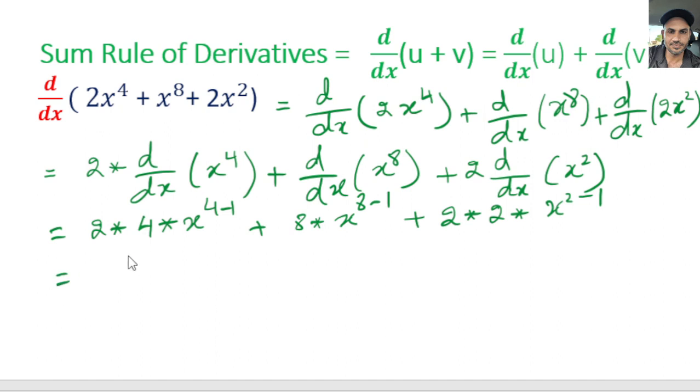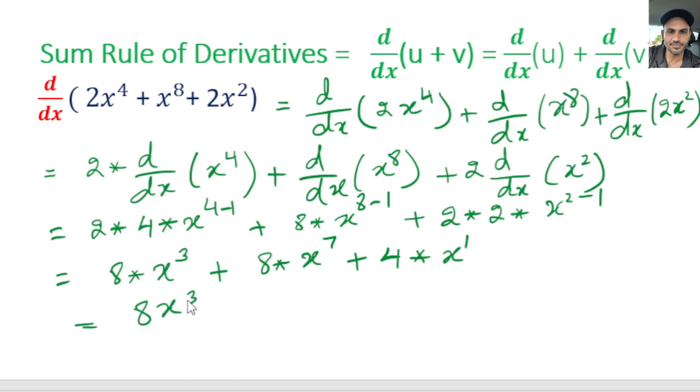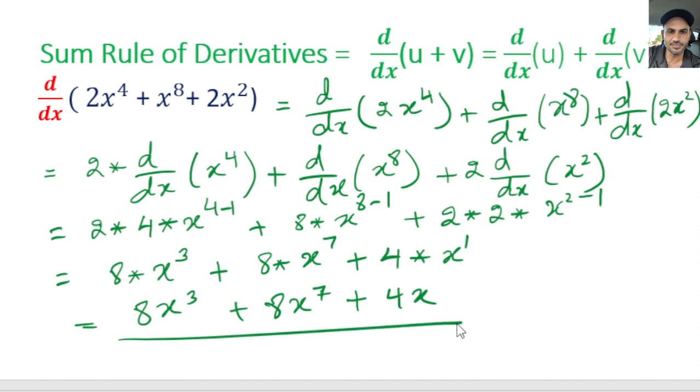Alright, in the next step, I'm going to simplify this. Just multiply these two, you get 8 times x to the third power plus 8 times x to the 7th power plus 4 times x to the first power, which is just x. You can leave it like that. Let's simplify it further. We got 8x cubed, which is the same as 8 times x cubed, plus 8x to the 7, which is the same as 8 times x to the 7, plus 4x. So this is your final answer.